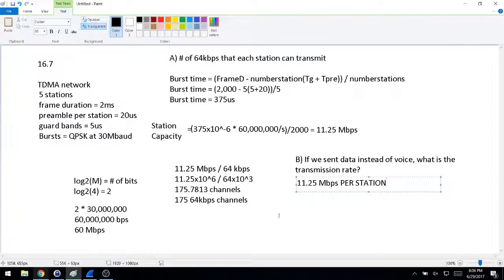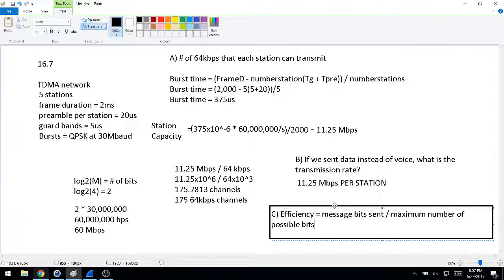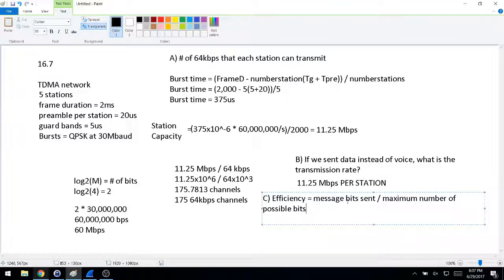And so for part C, and this is a little bit more math, but it's not nearly as bad, what is the efficiency of the TDMA system when we have, so let me write this out, part C, efficiency equals message bits sent divided by maximum number of possible bits. And so I'm going to let you guys sort of puzzle through this one a bit, but let's look at the first part here where we have message bits sent. So again, this is looking at a total system view because it's asking for the efficiency of the whole TDMA system.